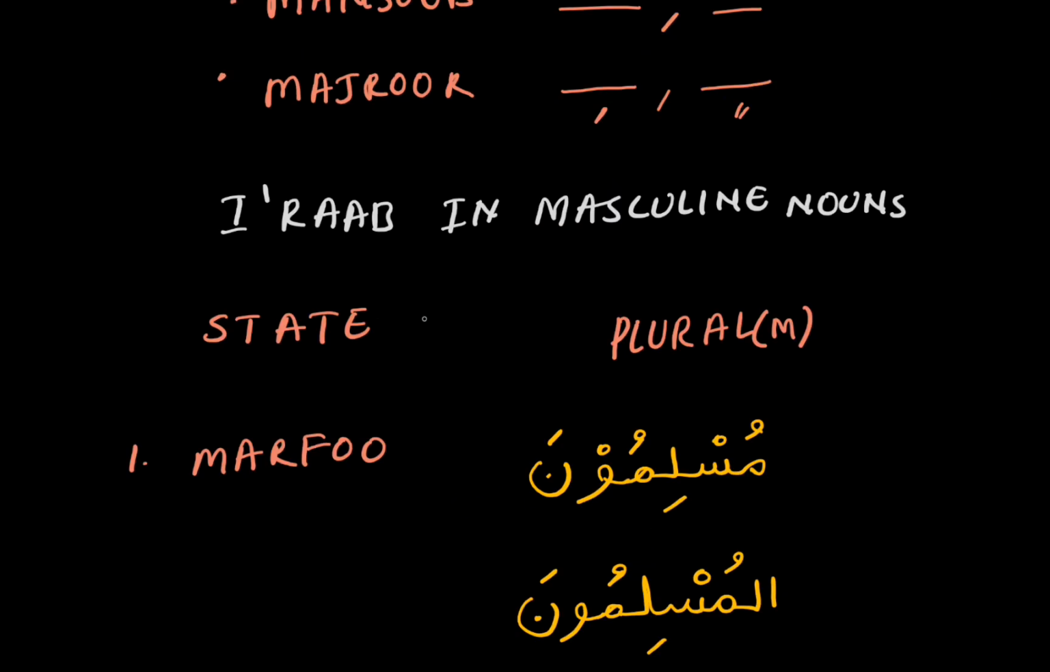Now coming to the plurals, masculine plurals. How to identify a given masculine plural in the marfu state? By adding waw noon at the end, muslimuna, al muslimuna. After adding alif lam, there is no change at the ending. So muslimuna, al muslimuna, they both are in the marfu state. By seeing the case endings, we can identify a given plural noun is in the marfu state.